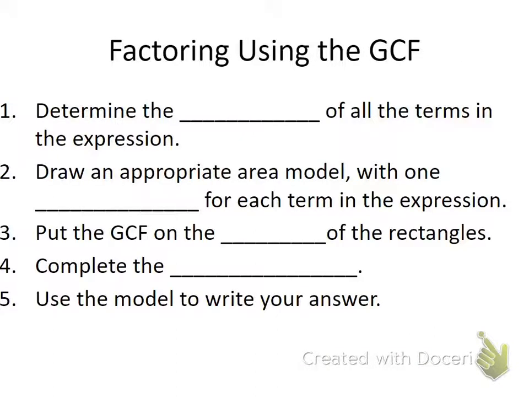Here we go, let's fill in some blanks. Let's get some of our notes down. Think about the example problem that we just completed. Step 1, we determined the greatest common factor of all the terms in the expression. Step 2, after we found the GCF, we drew an appropriate area model with one blank for each term in the expression. One square, one rectangle.